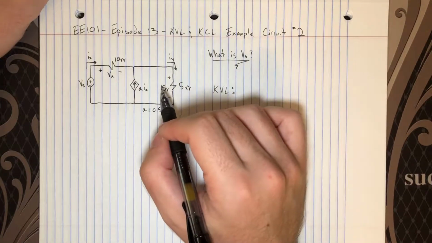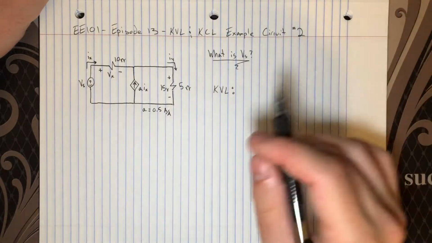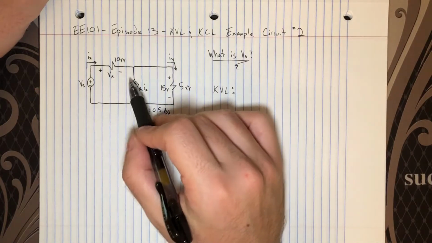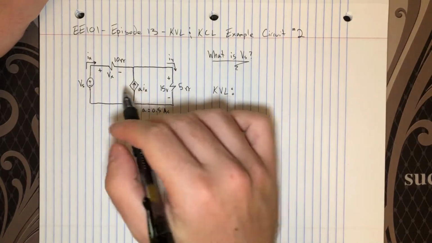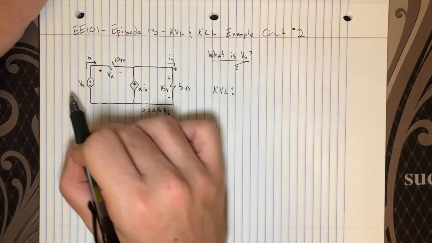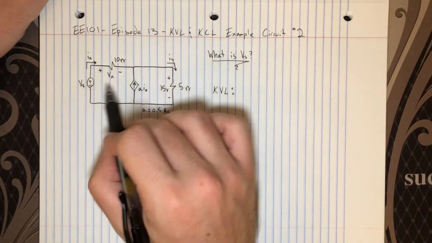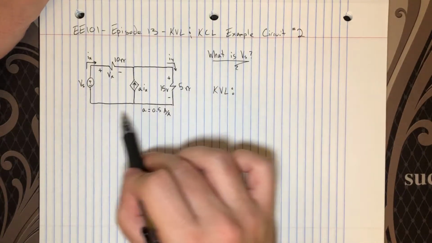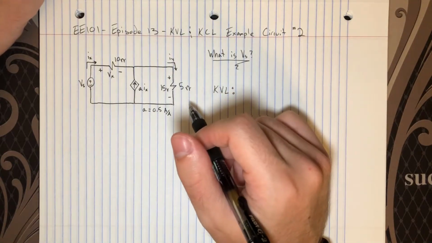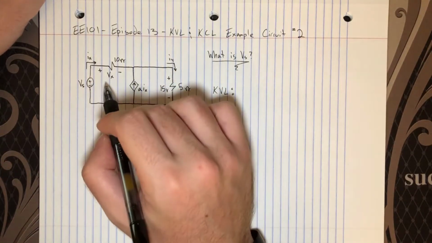But there's actually a larger loop, and this is what most people miss. You can ignore this current source and realize there's actually a larger loop that goes around the entire circuit. So there's three: two little loops and one big loop. And the loop that I'm going to analyze right now is the bigger loop.